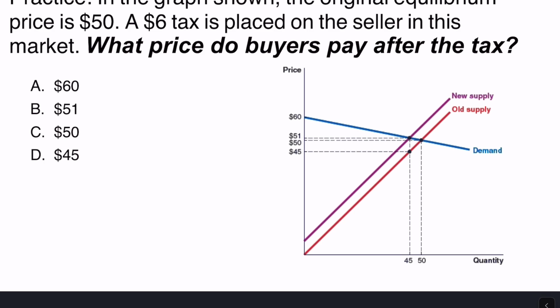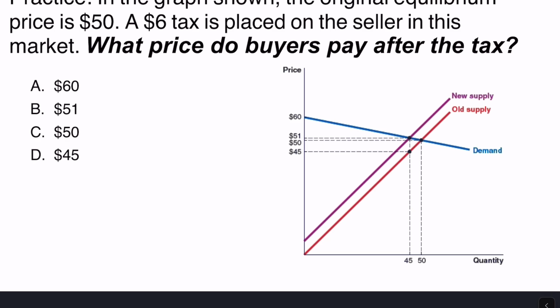Now I'd like to go over two practice questions, more of a similar type of question you might see on an exam for placing a tax on the seller. In this graph that we see here, the original equilibrium price will be found by the demand curve and the old supply. And so we have an equilibrium price of $50 and a quantity of 50.